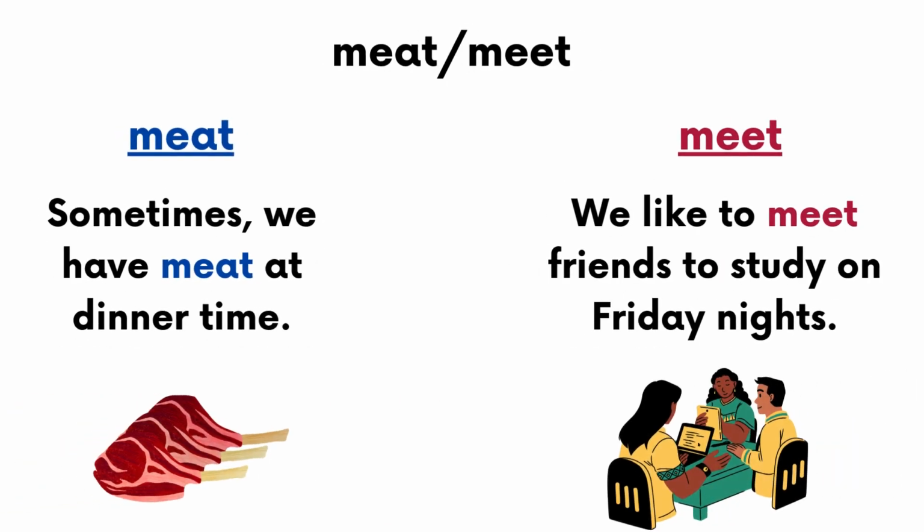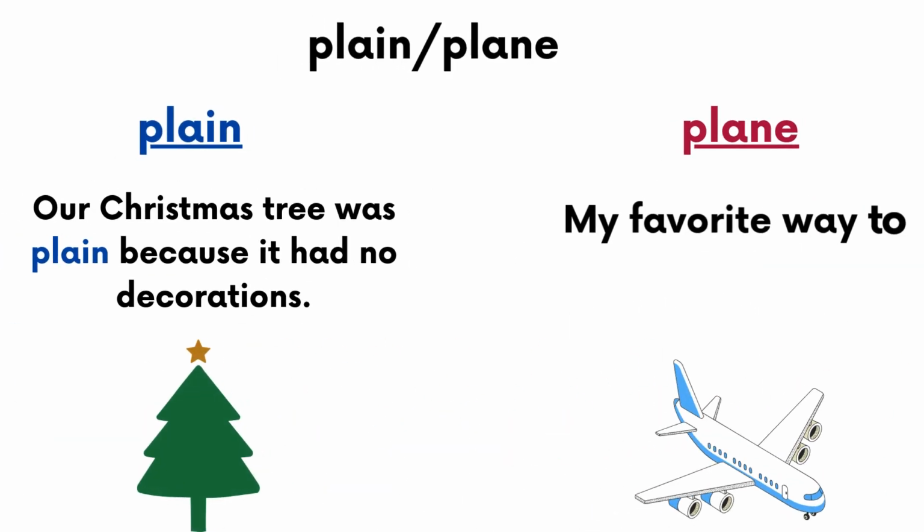Here's another example, meat and meet. Sometimes we have meat at dinner time. Or we like to meet friends on Fridays to study on Friday nights. You have to pay attention to how the word is being used. Here are the words plain and plane. Our Christmas tree was plain because it had no decorations, meaning there's not much on it besides the tree itself. Then there's plane, P-L-A-N-E, short for airplane. My favorite way to travel is by plane.